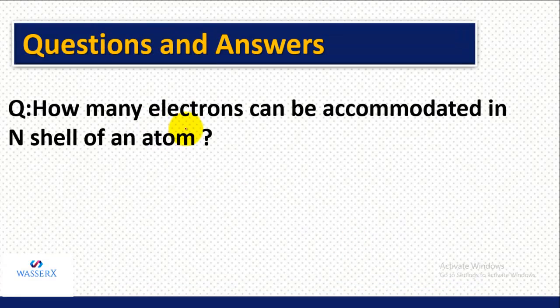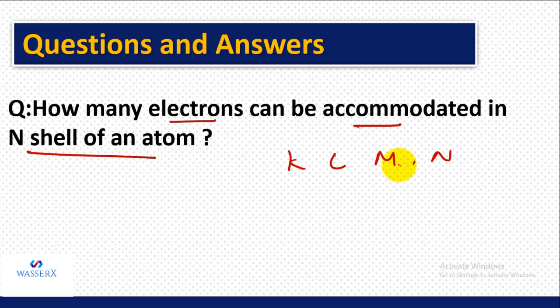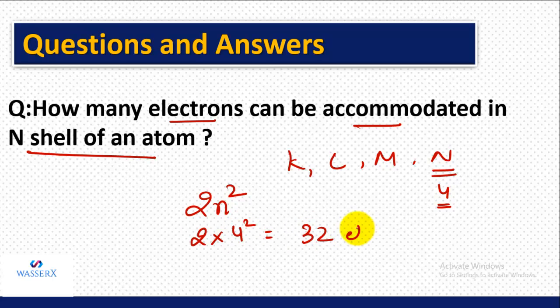Next question is, how many electrons can be accommodated in N shell of an atom? So we have shell K, L, M, N like this, right? So N is the fourth shell. So we can know the maximum number of electrons that it can accommodate by a rule, Bohr-Bury rule, that is 2n square. So what I'm going to do is I'm going to put this n as 4. So what is the answer? This is 4 into 4, 16 into 2, 32. So 32 electrons are the maximum number of electrons that the N shell can accommodate.